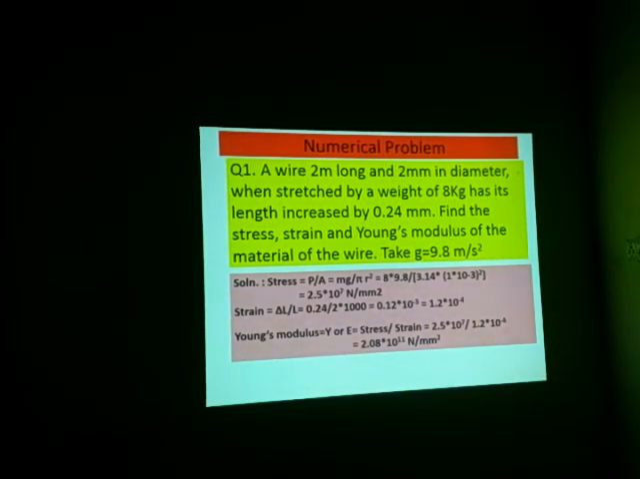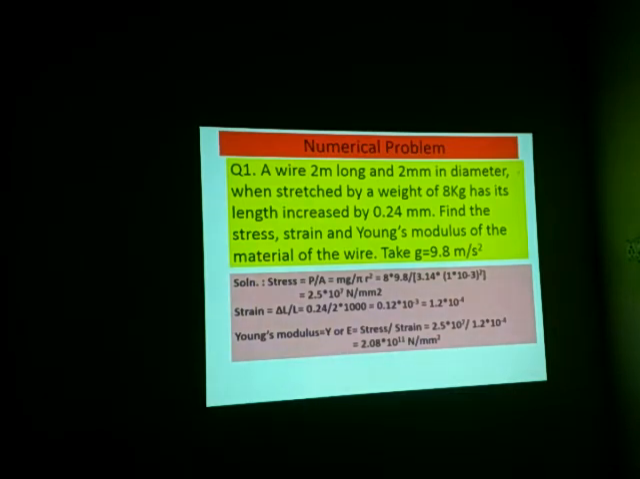Now, to begin with the solution, you can see the stress would be equal to P by A, the force divided by the cross-sectional area. P is 8 kilogram weight, so the force corresponding to this mass is m times G, that is mg, the P value, divided by the cross-sectional area of this circular wire. So this is pi r square. Since the diameter is 2 millimeter, its radius is 1 millimeter.